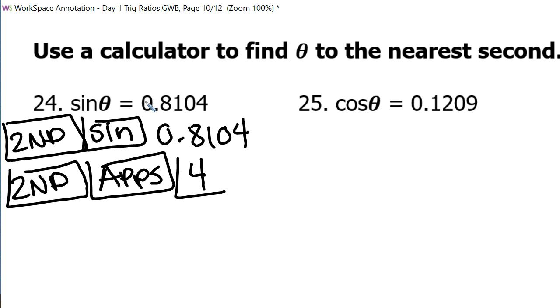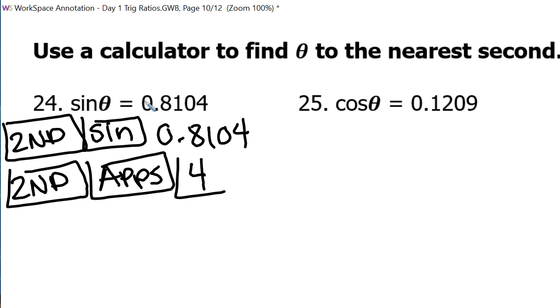And it will give you 54.1 degrees. But we need to round to the nearest second. So you need to take that answer and convert to degrees, minutes, and seconds. So now type in second apps, number 4. And after you type in second apps, number 4, it says A and S, then the triangle, degrees, minutes, seconds. What does A and S stand for? So it's taking my answer that was 54.1, and now it's going to convert that to degrees, minutes, and seconds.